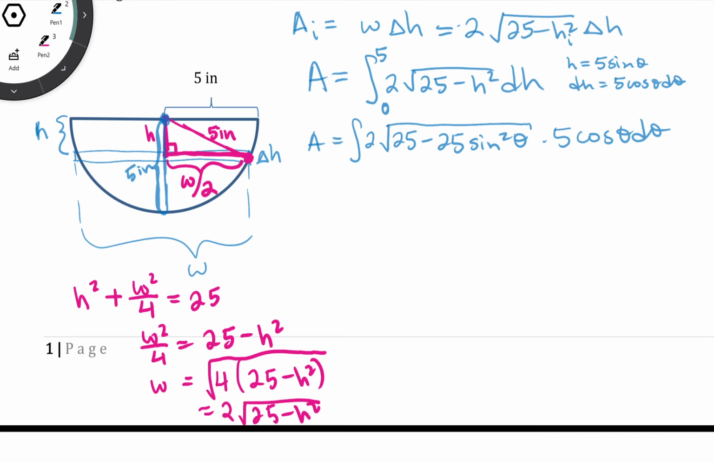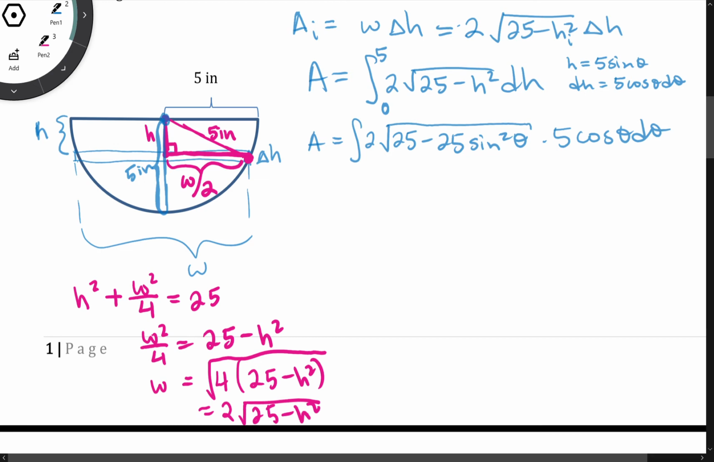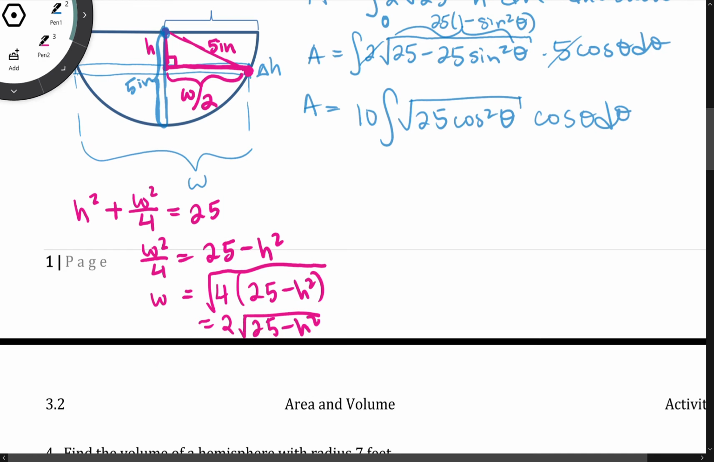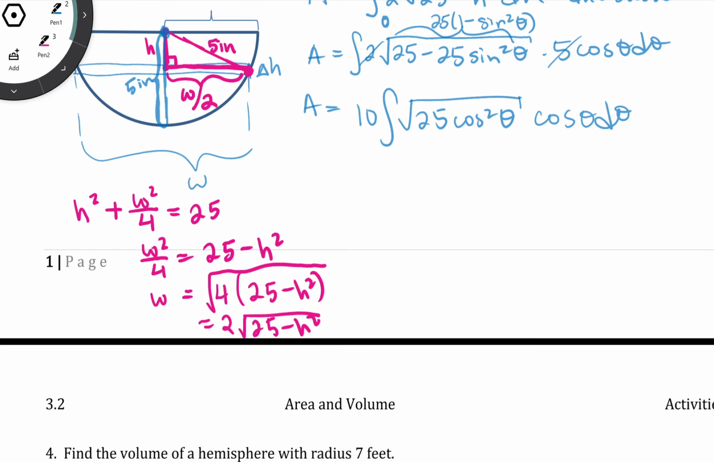Let's see, so I'm going to pull that 10 out in front. And then underneath the radical, we want to spot that that's going to be 25 times 1 minus sine squared theta, which is the same as 25 cosine squared theta. I already snagged that. And then we'll have an extra cosine theta d theta. And then the square root of the 25 cosine squared theta is just going to leave us with a 5 cosine theta.